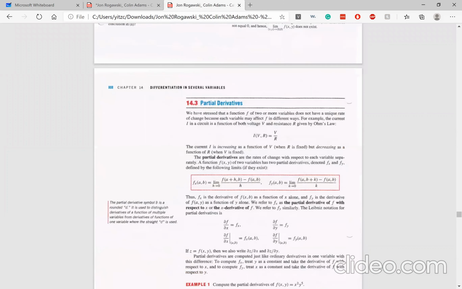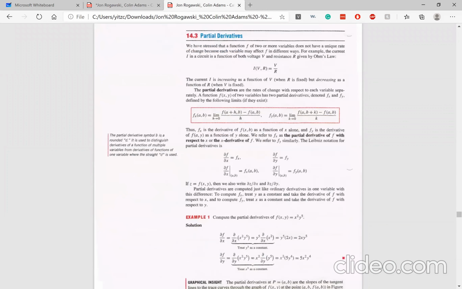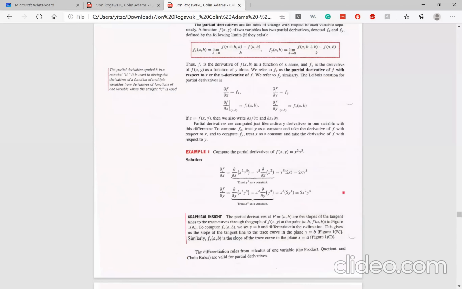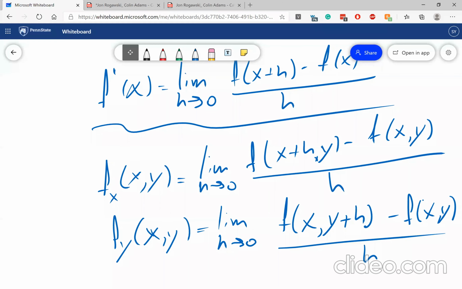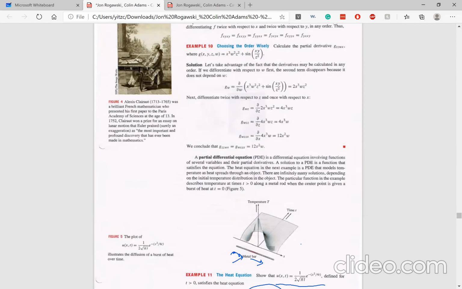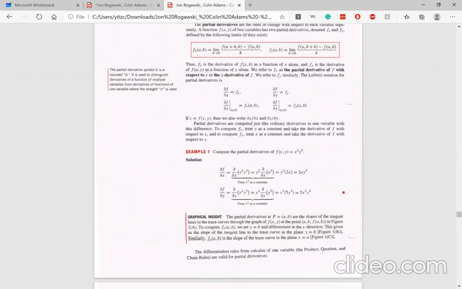Okay, so like we said, partial of f with respect to x can be written like that. Partial of f with respect to y can be written like that. This would be if we want to plug points in. So let's do an example. So they ask us to compute the partial derivative of f of x y is equal to x squared y to the fifth. And they want the partial with respect to x and y, okay?